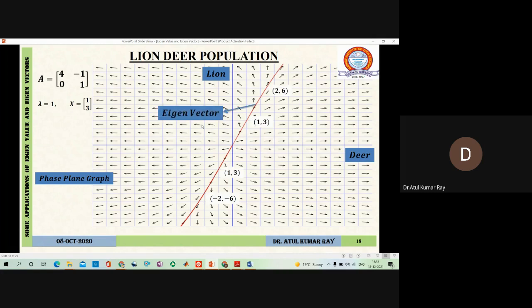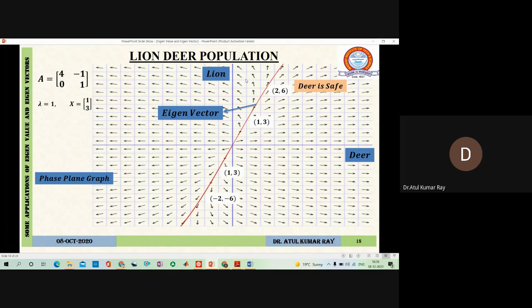You can search on the net also. This is called a phase plane graph, and you can draw it easily. The y-axis corresponds to lion, and the x-axis corresponds to deer. So this is the eigenvector. This is the region where the deer is clearly safe, just below the red line, just below the eigenvector. Above the eigenvector, the deer are in danger.